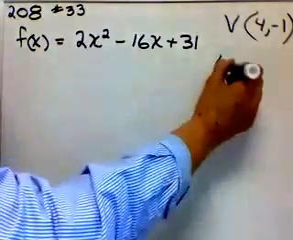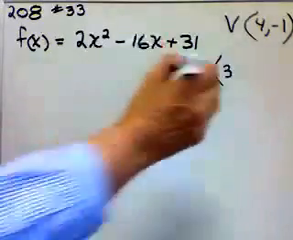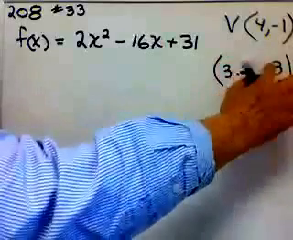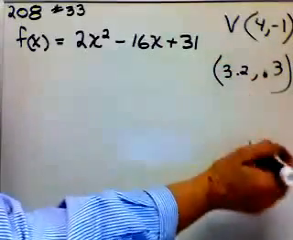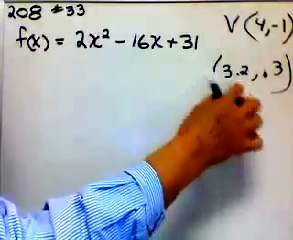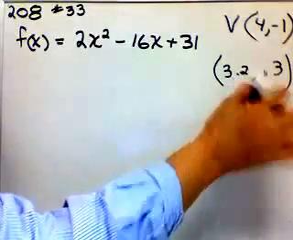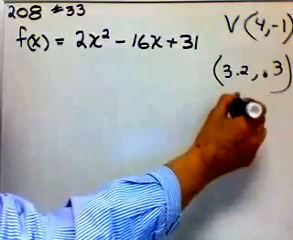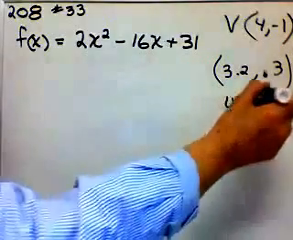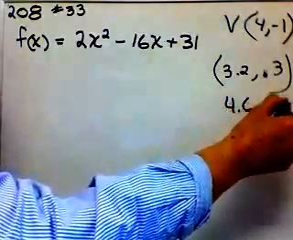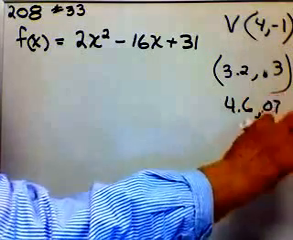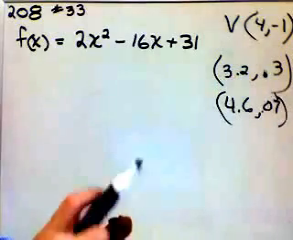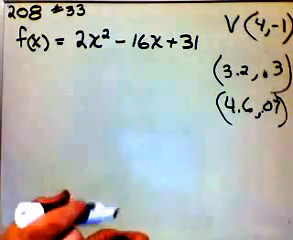And when I did that, I got 3.2, 0.3, which rounds to 0, right? When I cross the x-axis at a number, I want the y to be as close to 0 as possible. So one of the intercepts is that, and the other one is 4.6, 0.07. Again, that rounds to 0. So that's what you can come up with using your graphing calculator and the trace function.